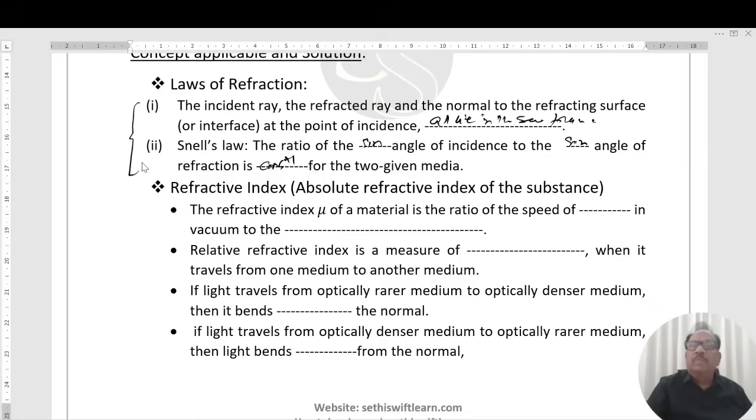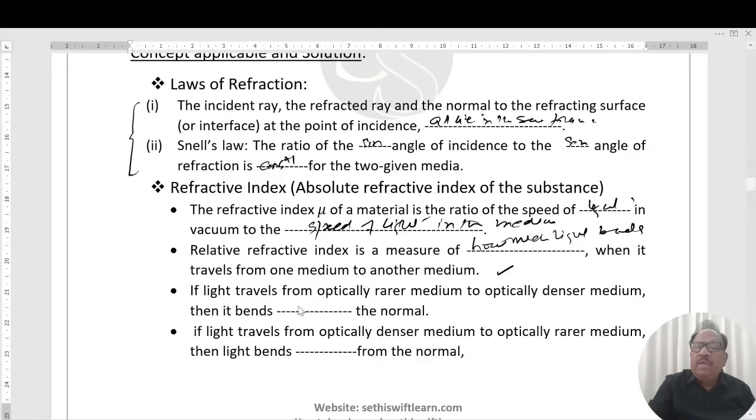What is the refractive index? The refractive index is the ratio of the speed of light in vacuum to the speed of light in the medium. Refractive index is a measure of how much light bends when it travels from one medium to another medium.